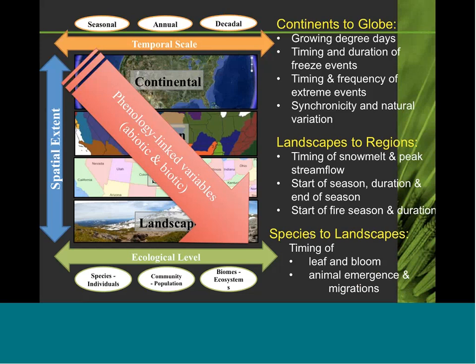So in turn, by monitoring this information, we can inform management decisions, and evaluate and optimize management actions, particularly as management windows change related to when to burn, when to mow, when to graze, when to flood, et cetera.